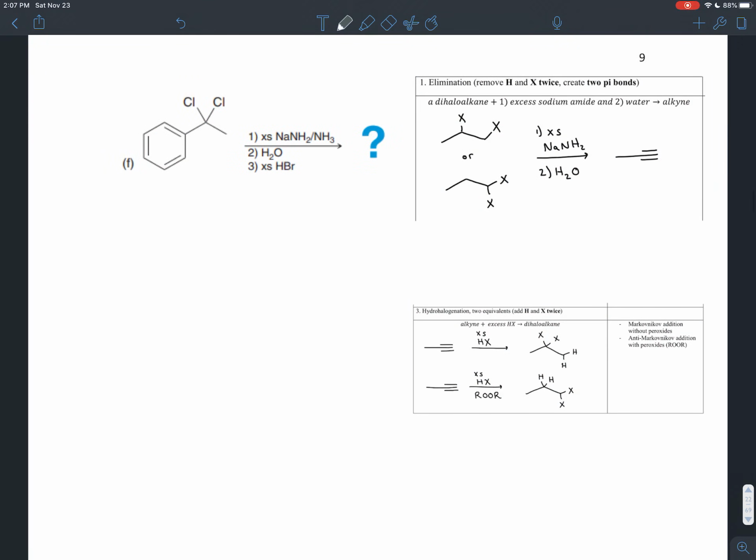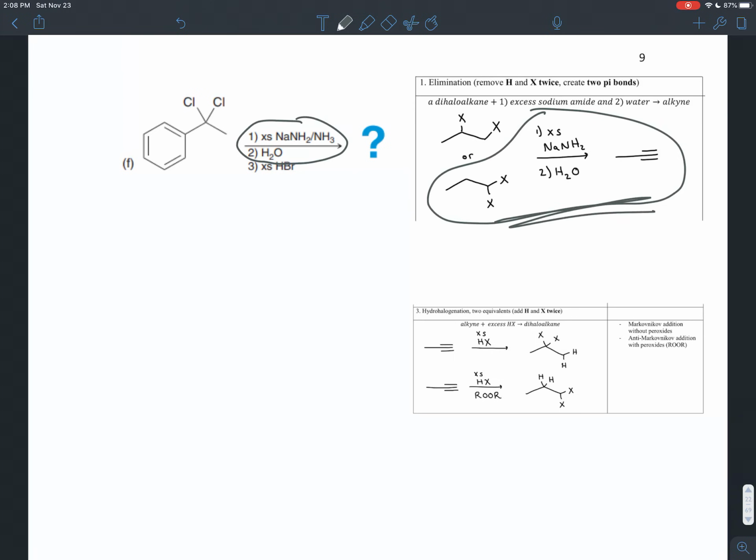Okay, F. F is a similar case. We have three steps total. We look at our original molecule and we see two halogens, and what should pop into your mind when you see that is that you can either do substitution twice, elimination twice, or some combination of the two. To know which one, you look at the reagents, and here we have excess strong base. So that's a sign that we are going to do an elimination.